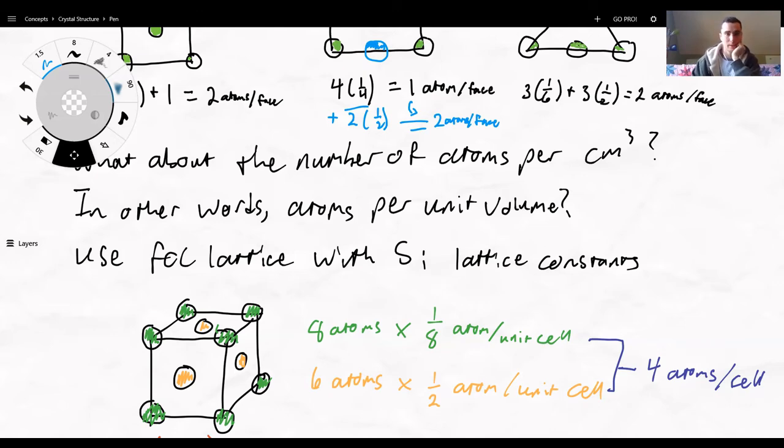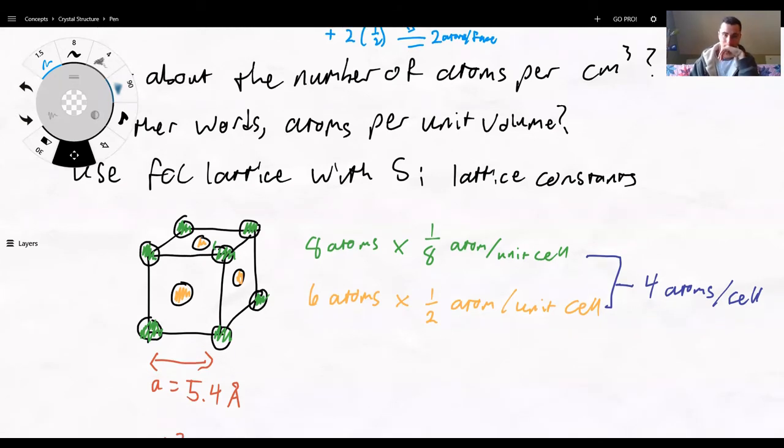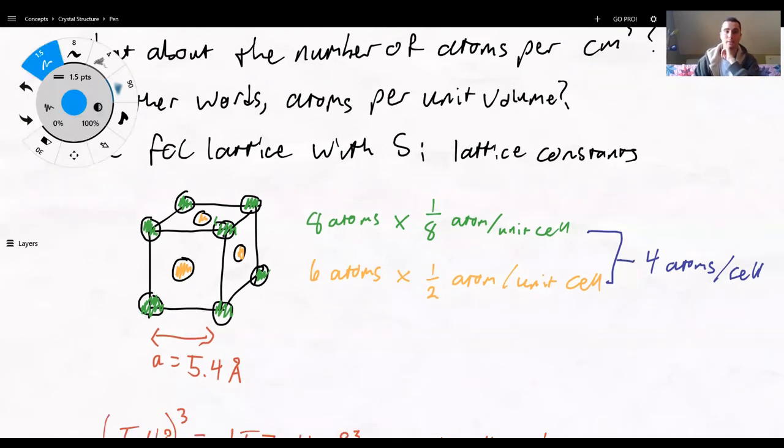So let's calculate this. Just for a ballpark estimate of how many you should expect, I'm going to use the FCC lattice, again, because it's easy, with the silicon lattice constant, which is A equal to 5.4 angstroms. The lattice constant is the length of each side of this cube, and an angstrom is 1/10 of a nanometer.